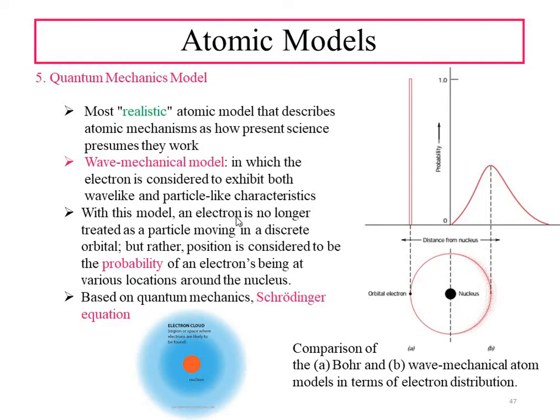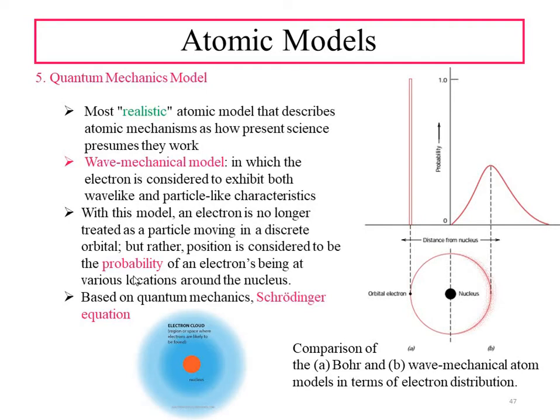Before going into that, let us see this also. With this model, an electron is no longer treated as a particle moving in a discrete orbital. In Bohr's model, we assumed it as a particle revolving around a specific path or orbital, but here we will not consider it as a particle. Rather, the position is considered to be the probability of the electron being at various locations around the nucleus.